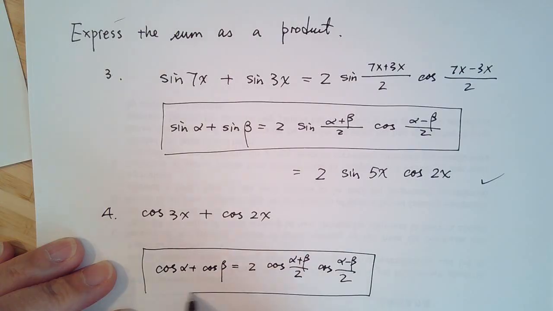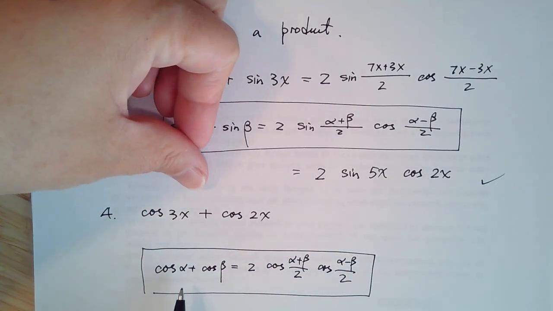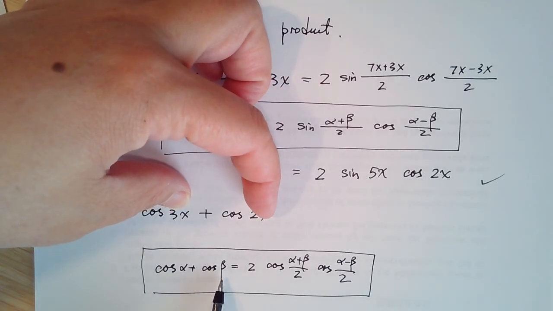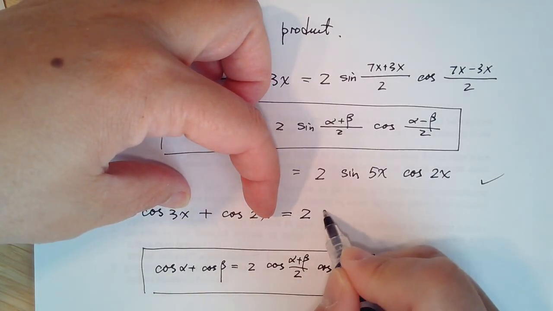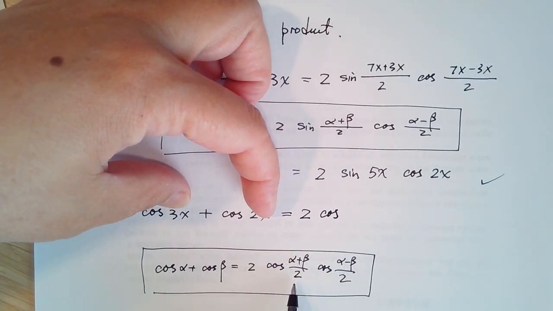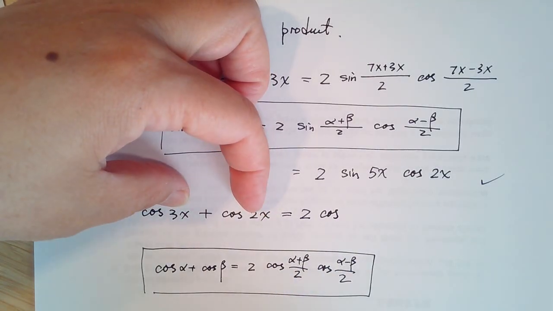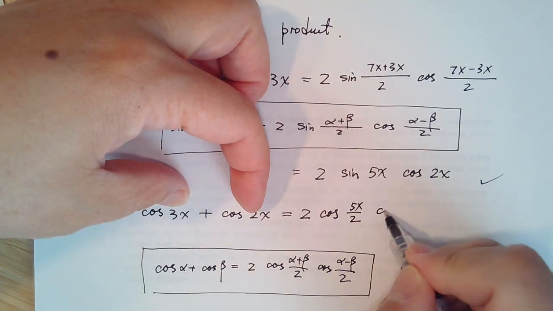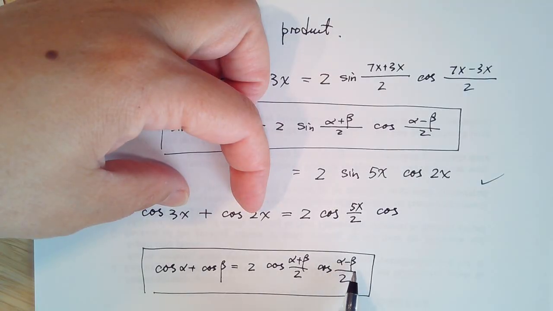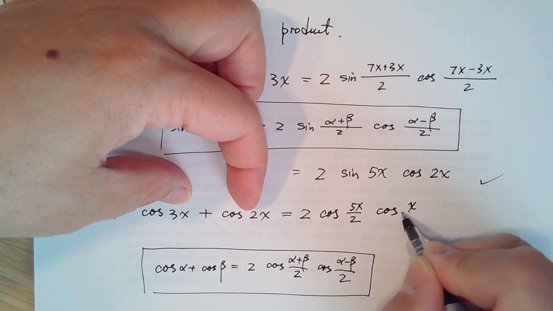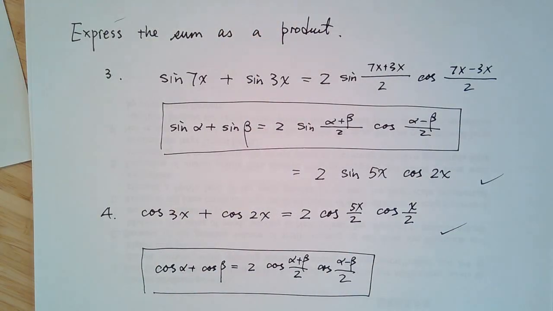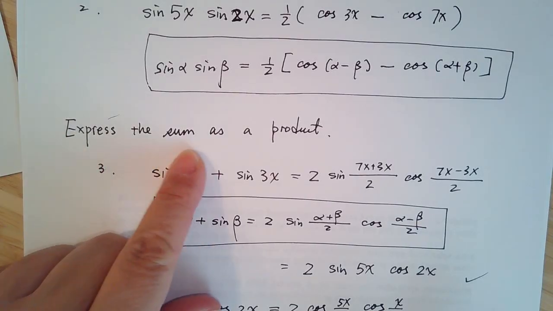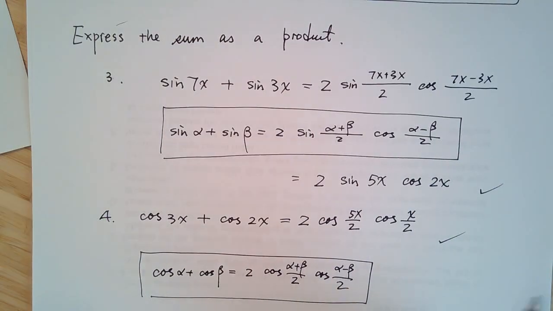So I put that in the box, and then I will compare this with the formula. This is the alpha, 3x, this is the beta, 2x. So that will be 2 cosine of alpha plus beta over 2, 3x plus 2x, which is 5x over 2. And then cosine alpha minus beta over 2, 3x minus 2x, which is x over 2. And that's it. Of course, you don't simplify that as long as you just express the sum as a product. As long as you get this, you're done.